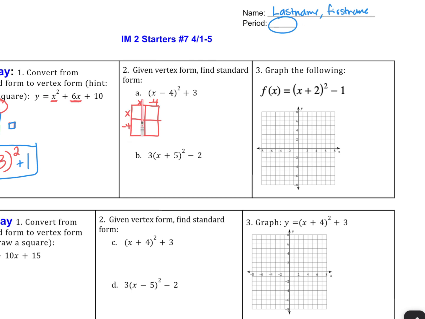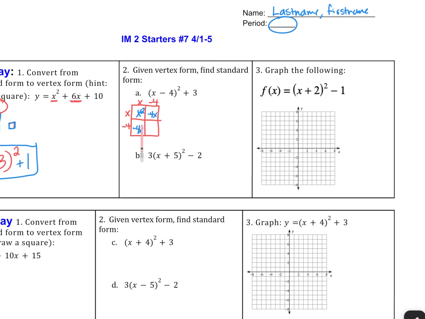So let's go ahead and start multiplying. So what's x times x? X squared. X squared, thank you. And then what is x times negative 4? Negative 4x. Negative 4x. They just get married. You just write them next to each other. So negative 4x. And it's the same down here. Negative 4 times x is negative 4x.